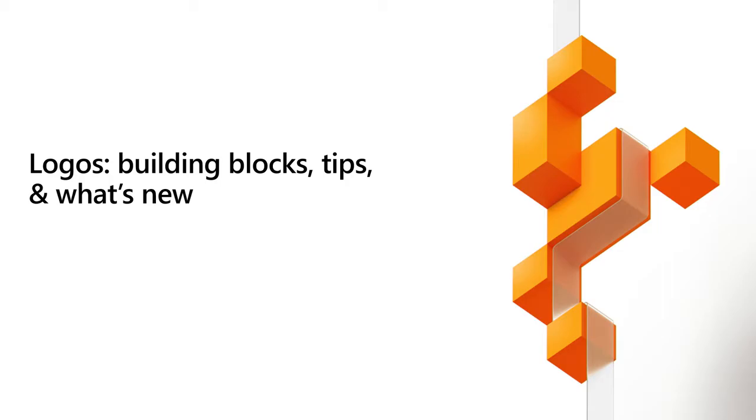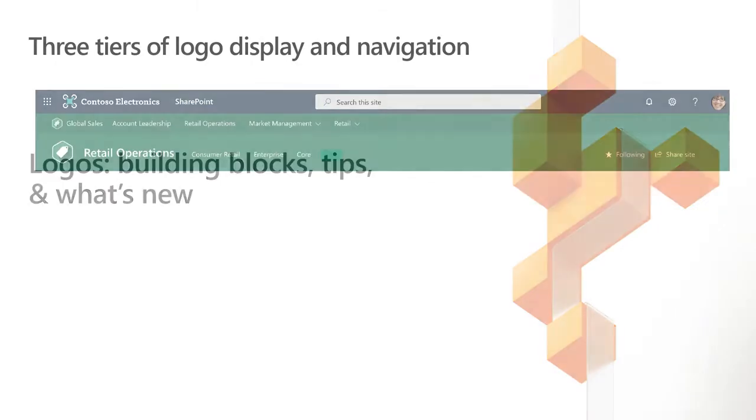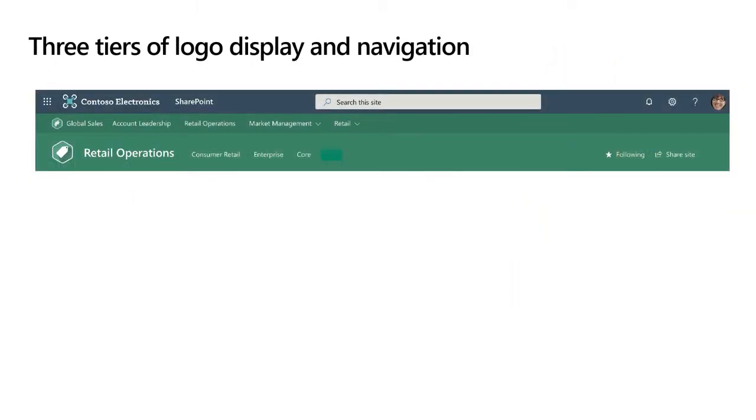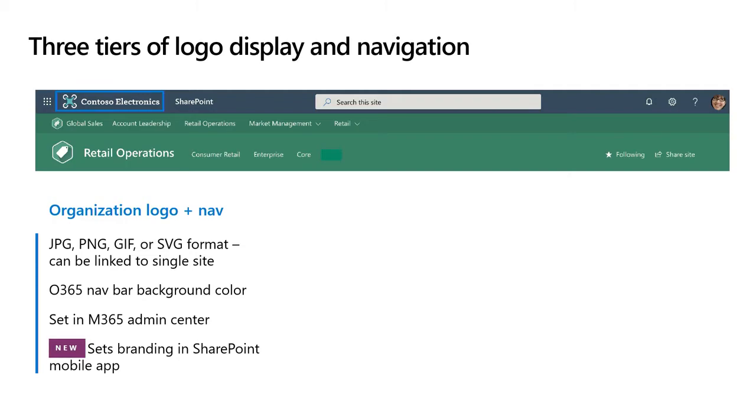Okay, so let's dig deeper into logos and the logo options that you have available to you. So we have up to three tiers of logo display and navigation. The first one being an organization logo up at the top, part of the Office 365 suite header. You can control the logo itself and also the color of the nav bar in the background.